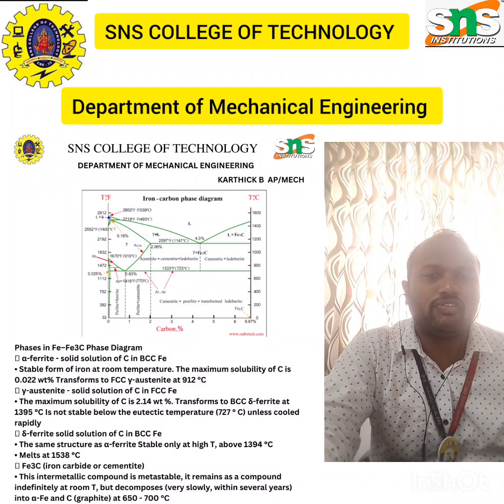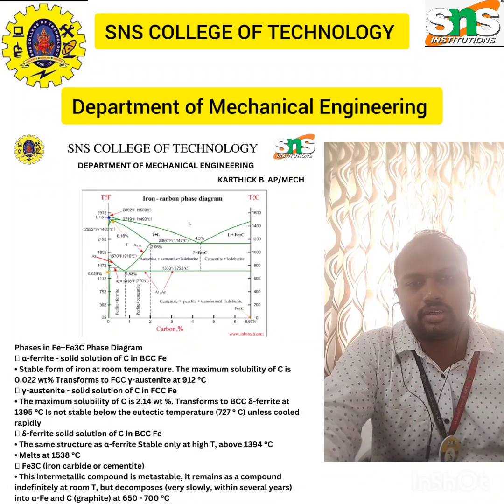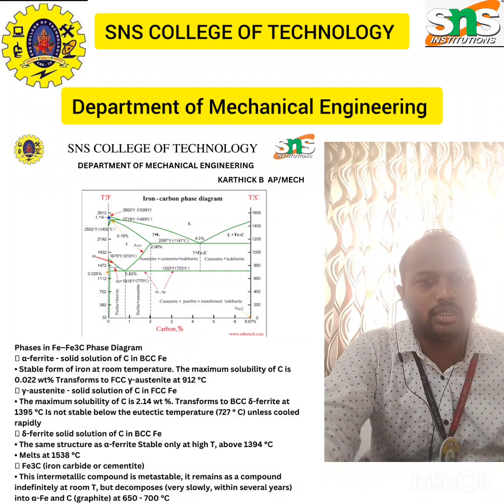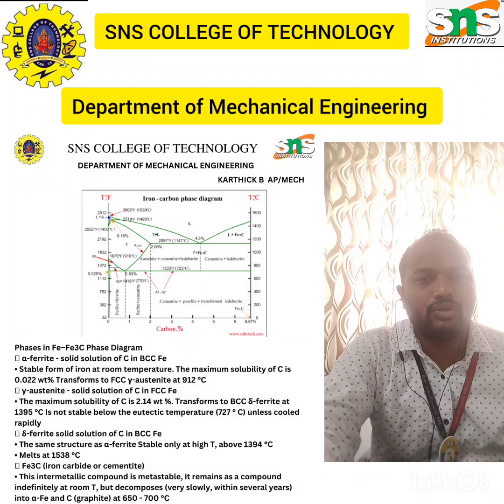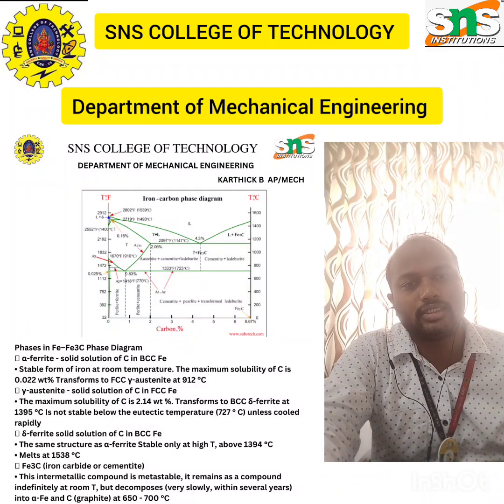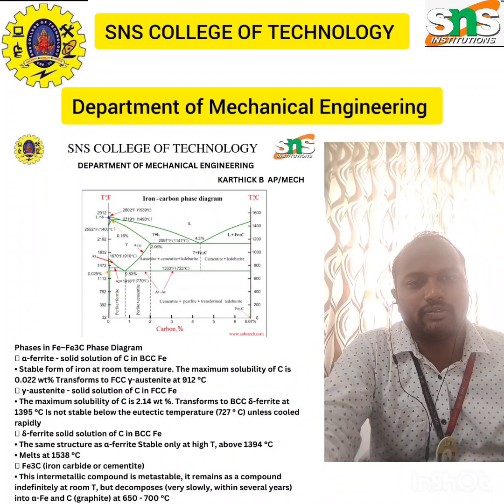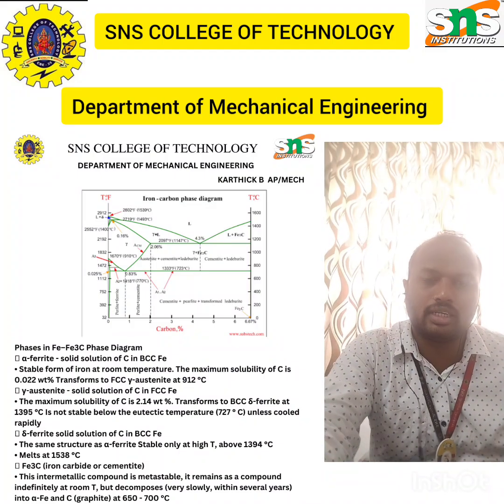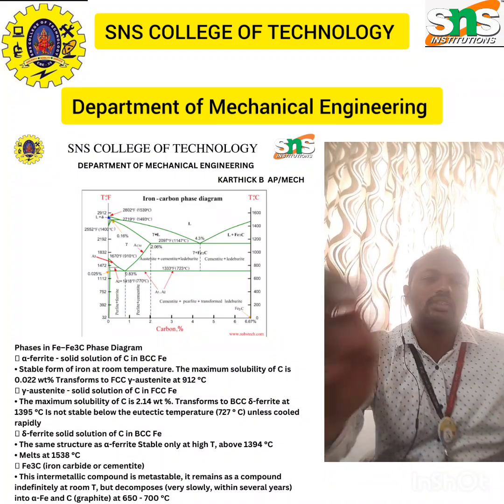This is video number 5 in the iron carbon video lecture series. This final video is mainly about the phases that prevail in the iron carbon diagram, which we have seen briefly in lecture number 1. So the first one is alpha ferrite.